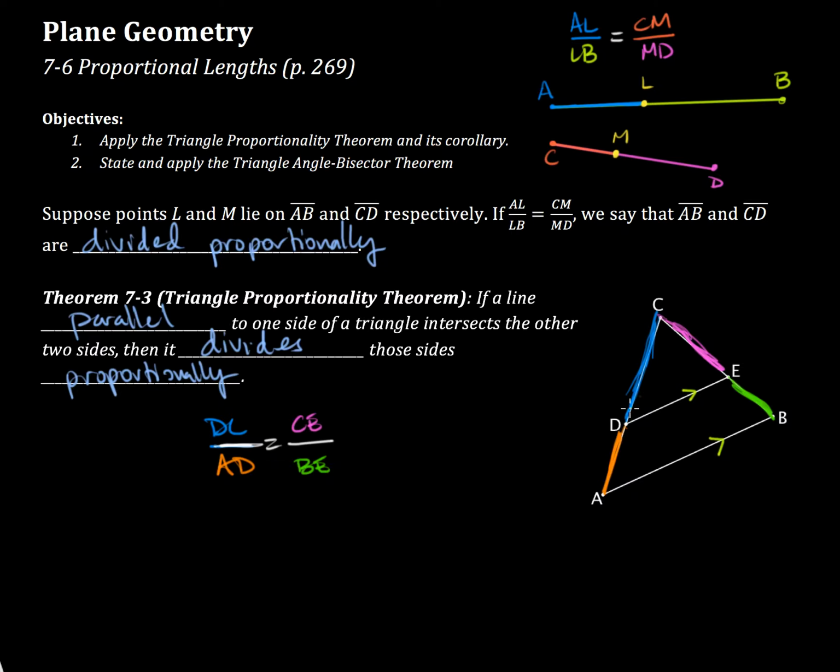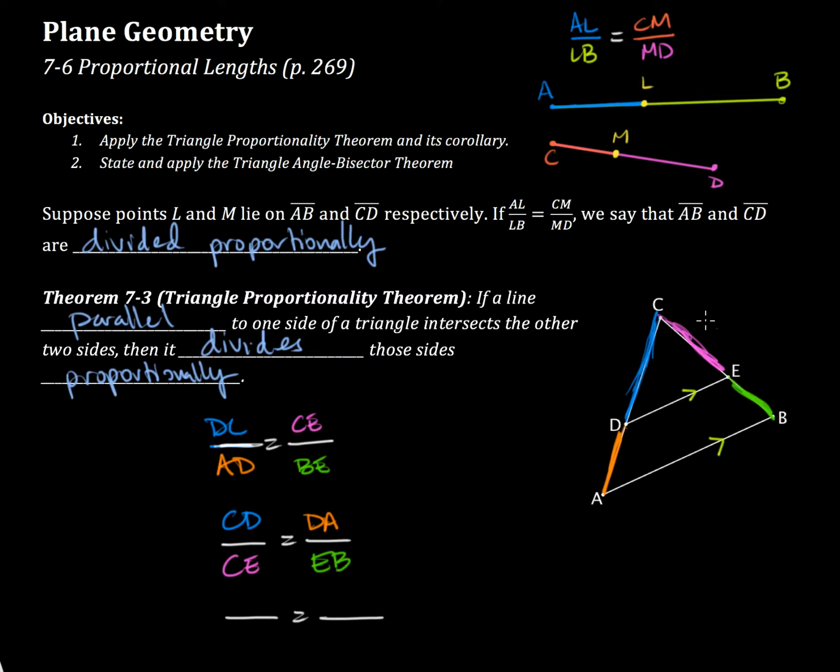But there's more to this one. By doing some rearranging and other tricks, a couple of other proportions come out of this. One of them is that I can take CD and pair it up with CE, CD and CE. That ratio will equal DA paired with EB.